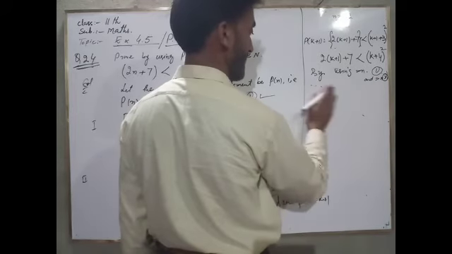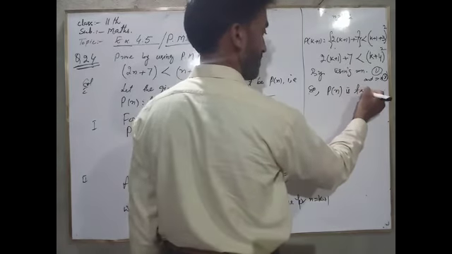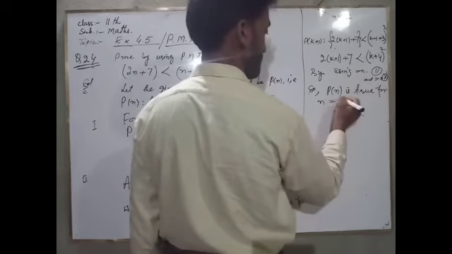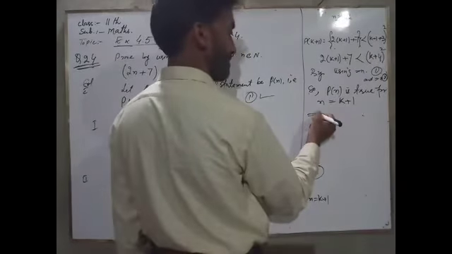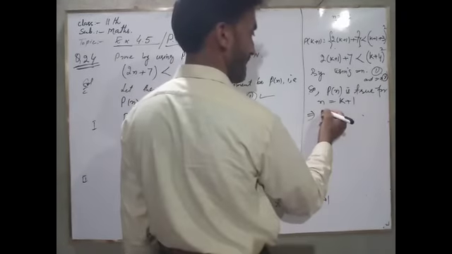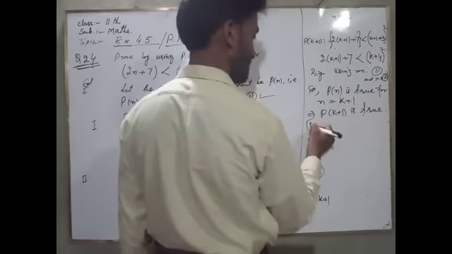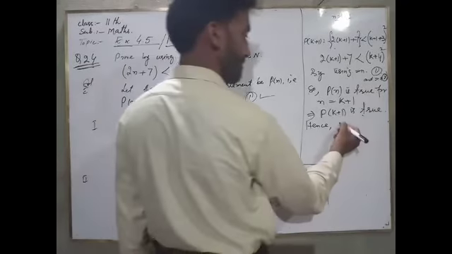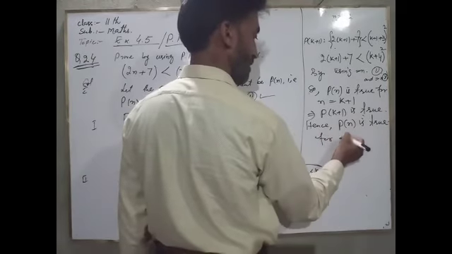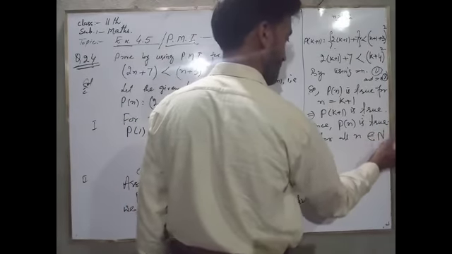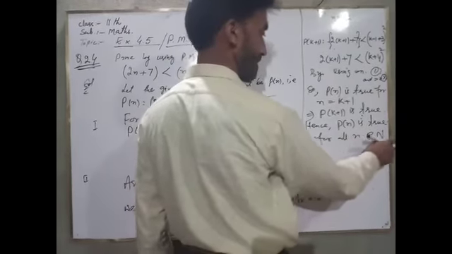so we can conclude that Pn is true for n equal to k plus 1, which implies that P(k plus 1) is true. Hence we can conclude that Pn is true for all n belonging to the set of positive integers, or n belongs to N.